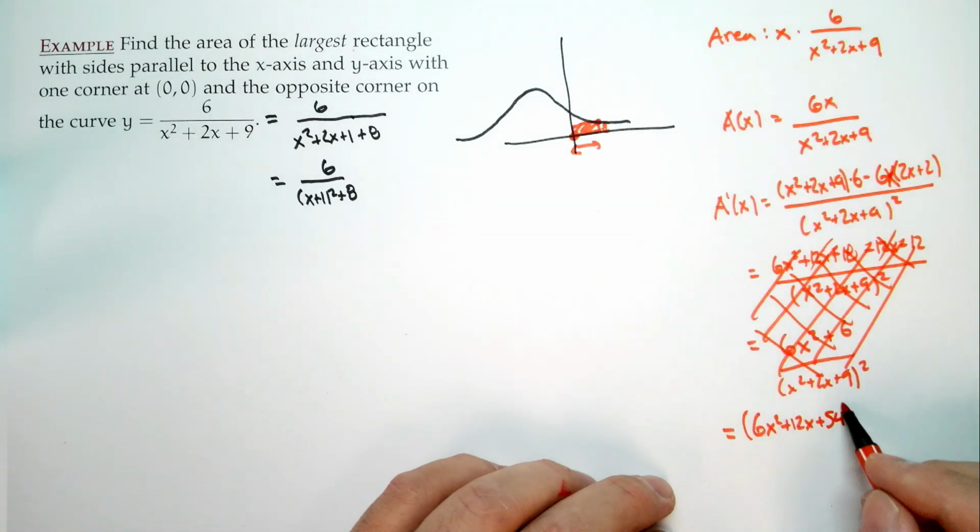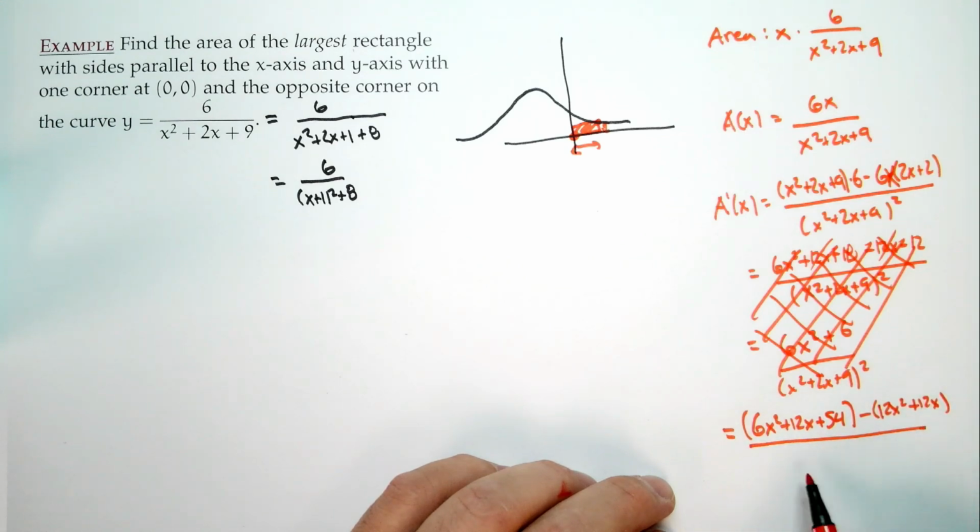And then we're going to subtract 12x squared plus 12x. And again, we're going to subtract that whole thing. And now, what do we have? Well, we can see that the 12x's still cancel. That's all right. The important thing is we're going to get something that actually we can work with.